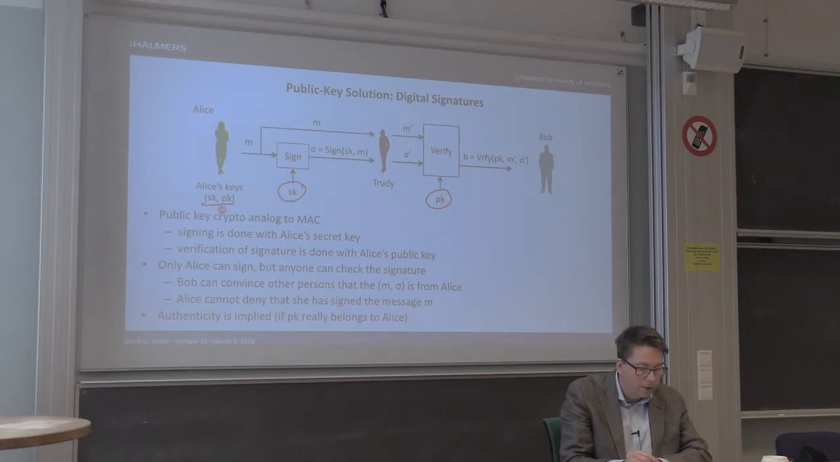So Alice generates a pair of keys, one secret key and one public key. The public key is known to everyone. The secret key is only known to Alice. Alice signs the message and gets a signature. And there are methods for doing that, such that Trudy cannot forge a message. So signing is done using the secret key, and the signature verification is done using the public key.